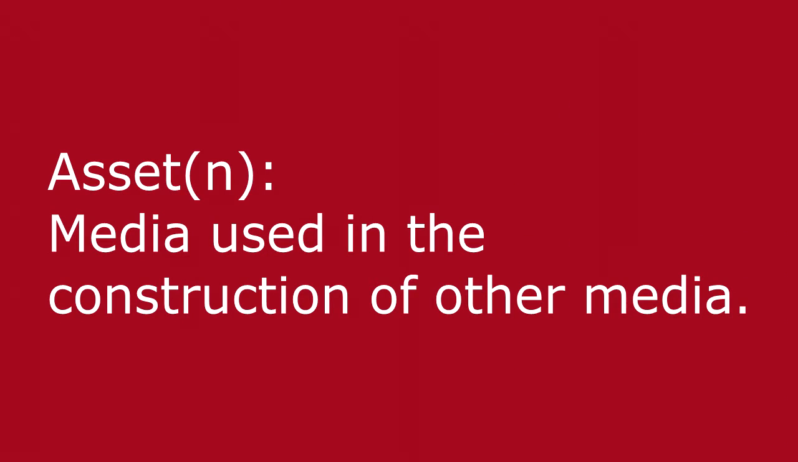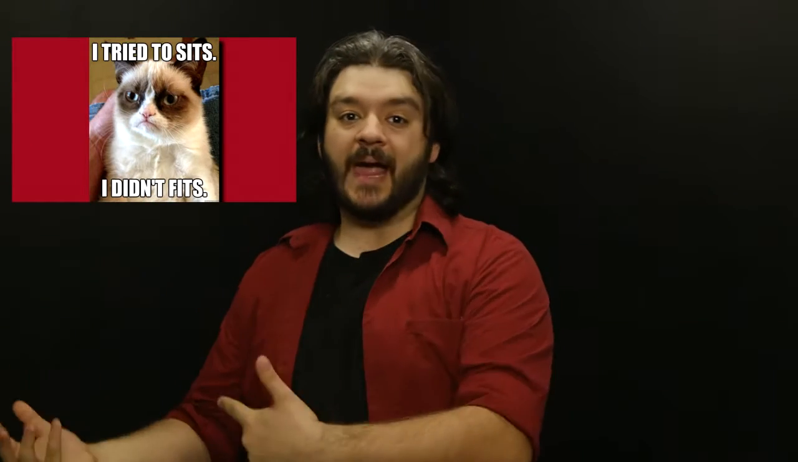This part, used in the construction of other media, is key because it narrows the scope of what is and isn't an asset to be dependent on what's being done with it. Here are some examples. My sister made a painting. The painting itself isn't an asset, but the picture I took of that painting for this video is. A picture of a cat is not an asset, but add some text to it and the text and the picture itself become assets for a cat macro.